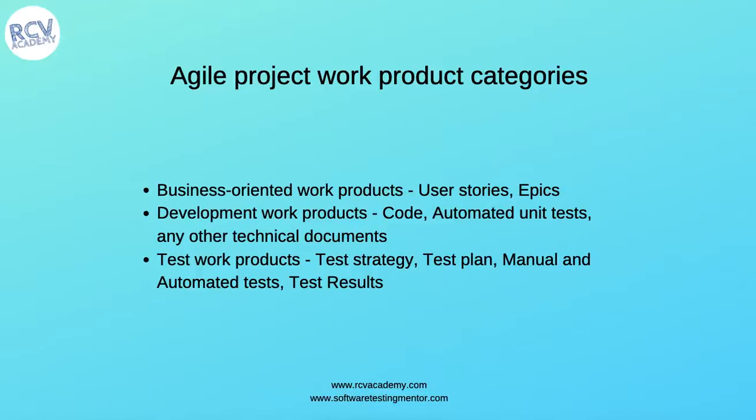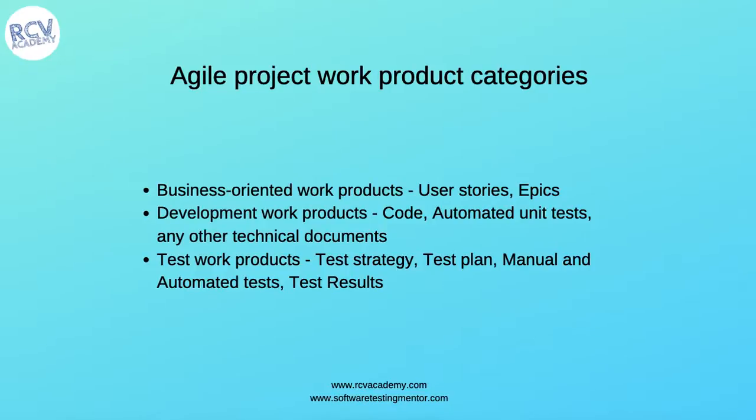Now, an epic is a broader level of requirement which has multiple user stories below it. So an epic is wide, it has a large set of information which is later divided into smaller user stories which will fit into the iteration to be completed within the iteration. So these are the business oriented work products in the Agile approach. Epics and user stories form the business oriented work products.